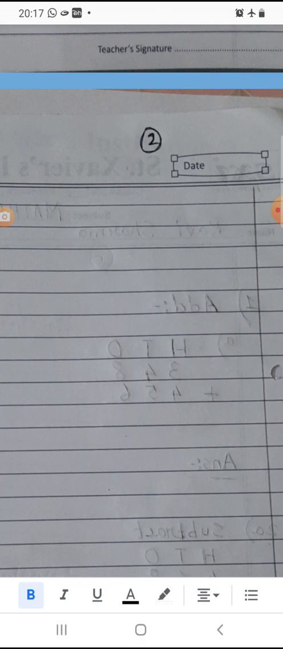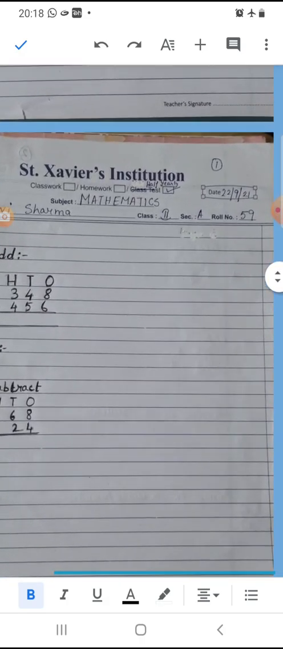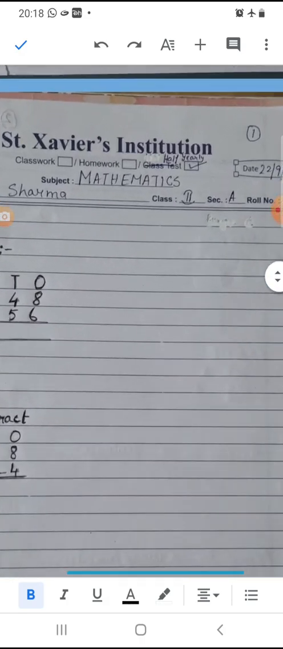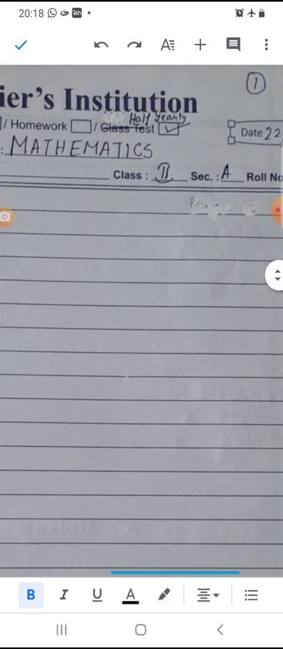Please make sure that a margin is drawn on the right hand side of the page. It is very important. And please ensure that your writing does not cross the line on the right hand side of the page. Coming to mathematics, please write half yearly, not only for mathematics, EVS, SST, Science, Computer, GK, English 1, English 2, and second language. Write half yearly. Please cancel the word class test.